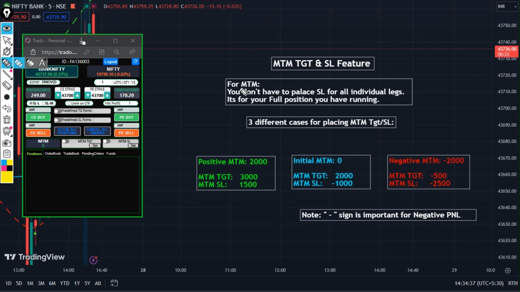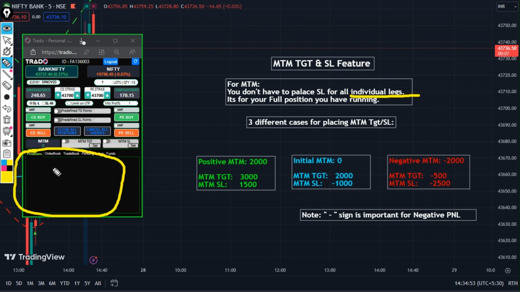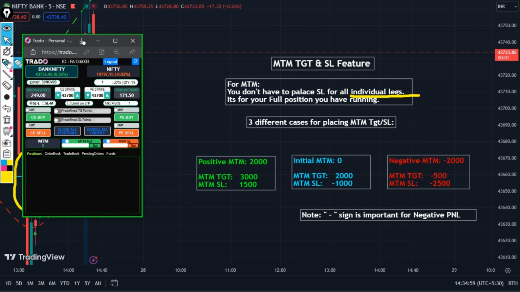For placing MTM, you don't have to place it for individual legs. This MTM Target and SL is set for all your running positions. If your MTM Target or SL hits, it will simply exit all your positions, whatever positions you have.